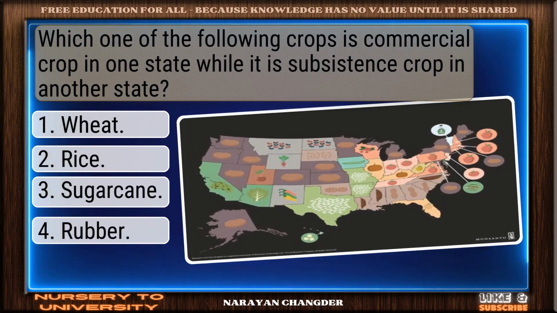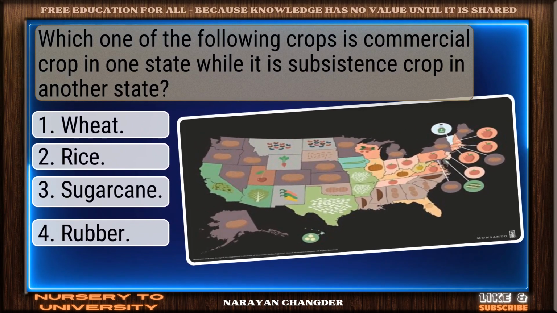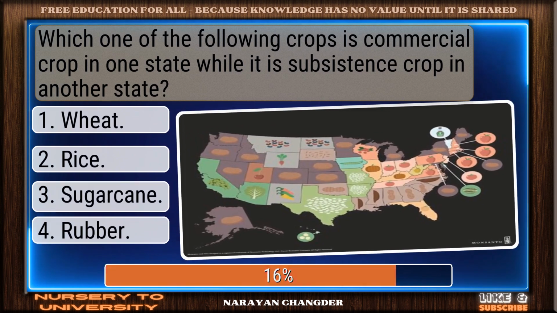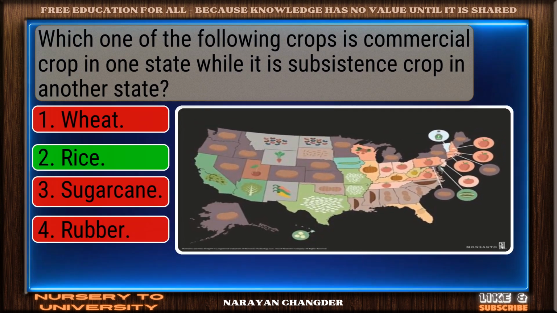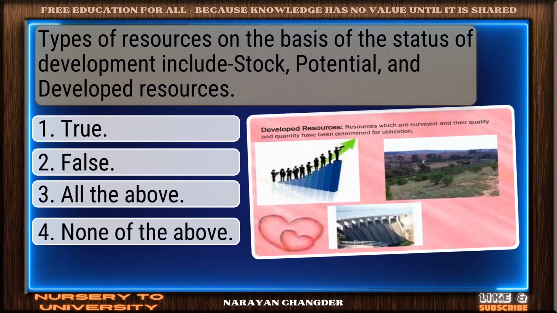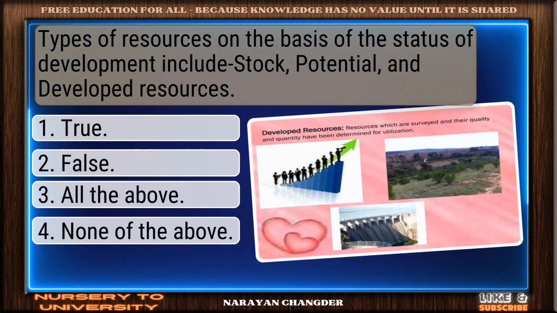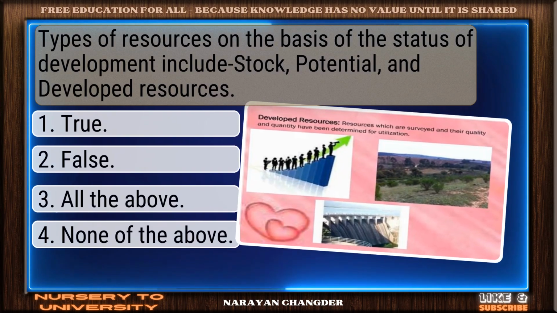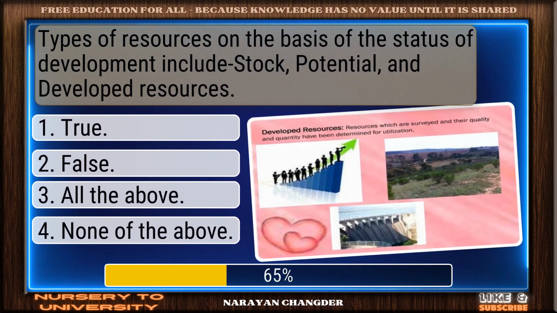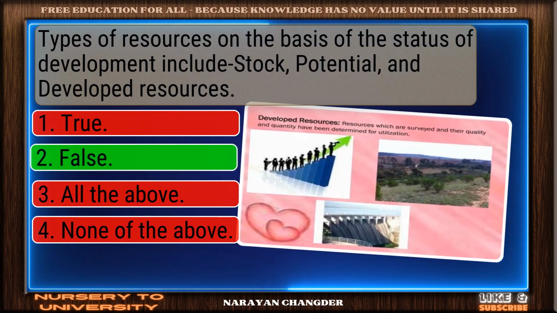Which one of the following crops is commercial crop in one state while it is subsistence crop in another state? Bravo! Rice is the answer. Types of resources on the basis of the status of development include stock, potential, and developed resources. Good thinking. False is right.